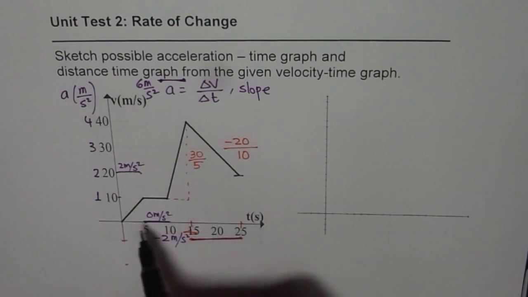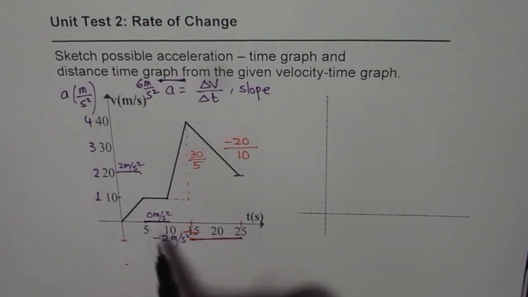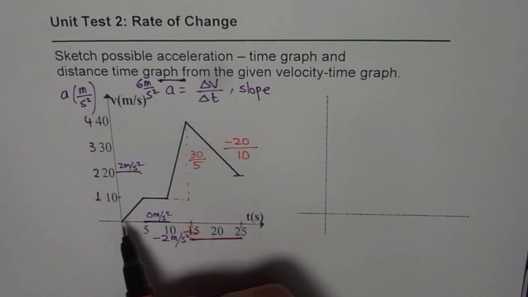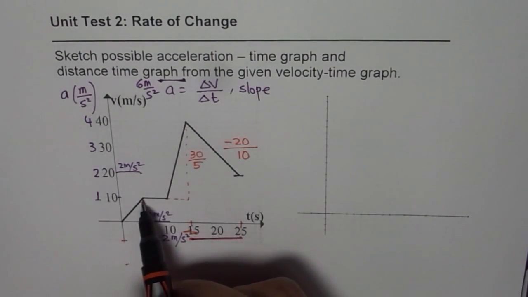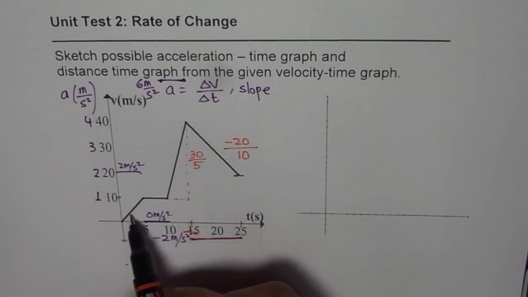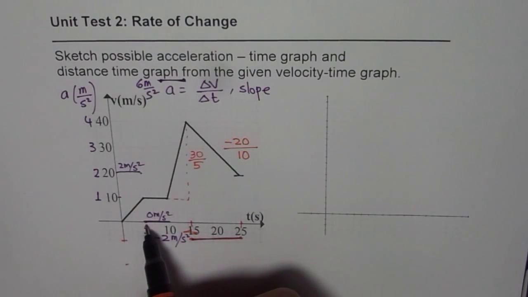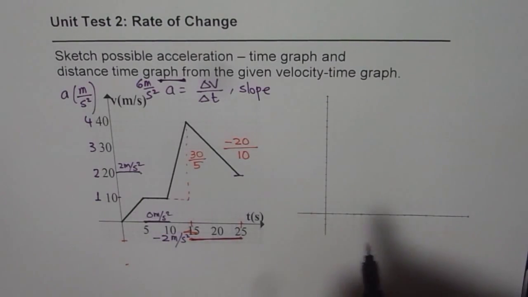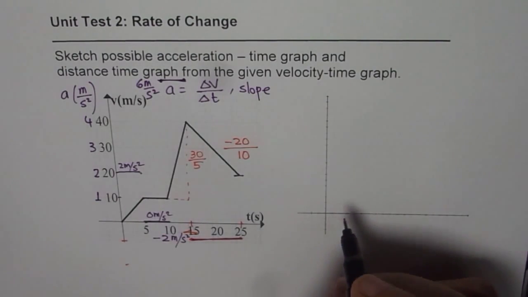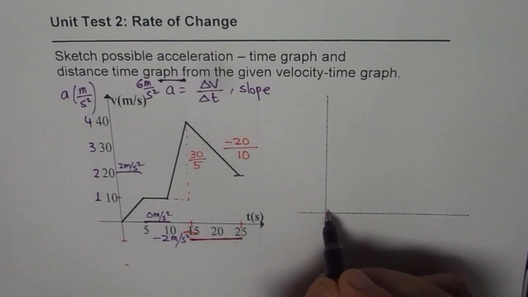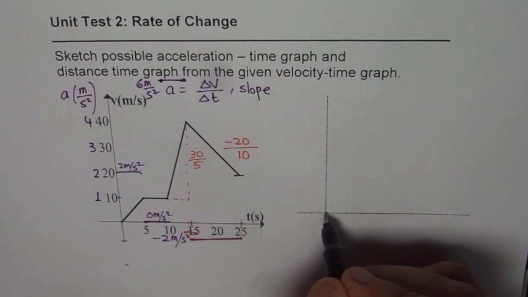Now to start with, in the first 5 seconds, the speed increases from 0 to 10. Average speed is half of it, which is 5, and 5 times 5 is 25. So we get 25 meters in the first 5 seconds, right? So 25 meters. Let's select a scale again.